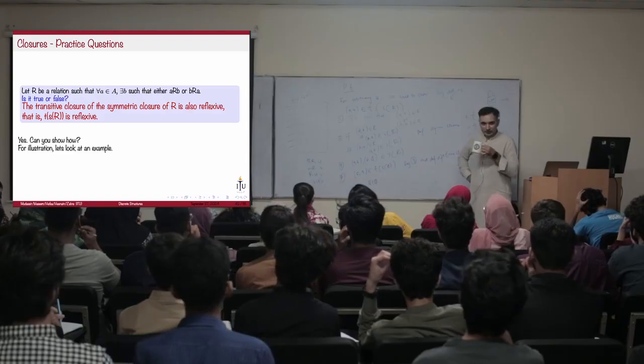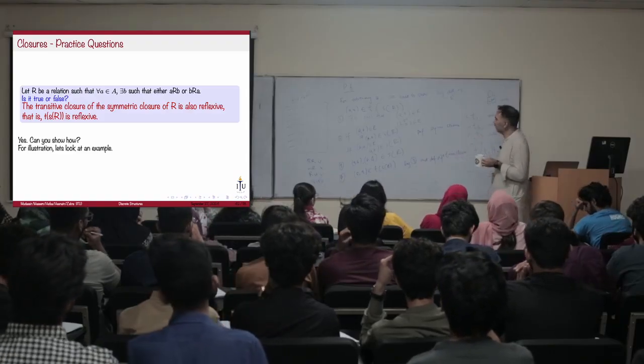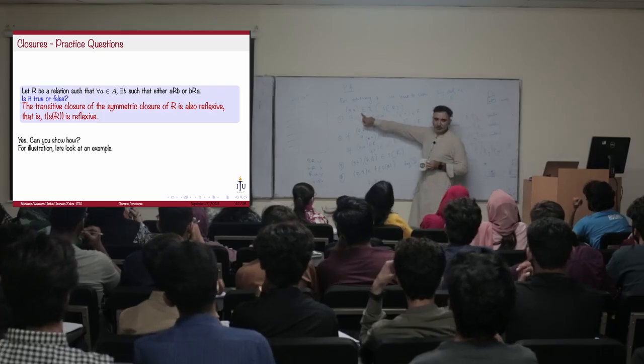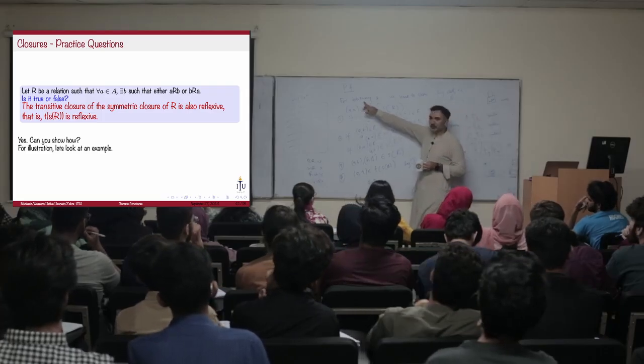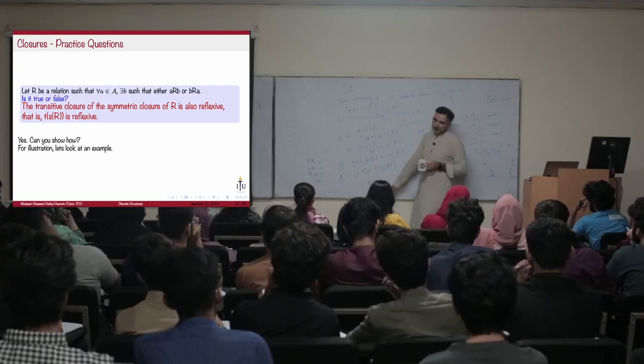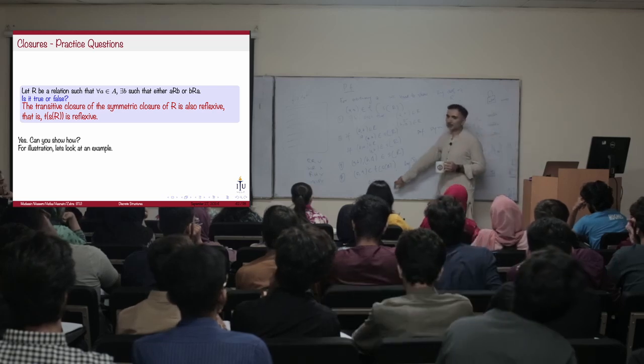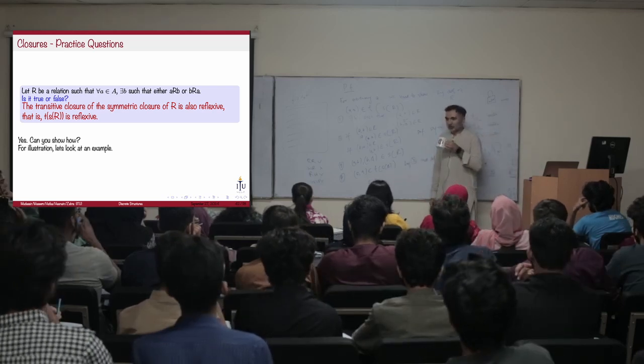Shouldn't BB also be there? I don't care about BB. My goal was only to show A. I wanted to show it for an arbitrary A. I took an arbitrary A and showed it for that. BB will definitely also be there, but my proof is complete here. Are we good?